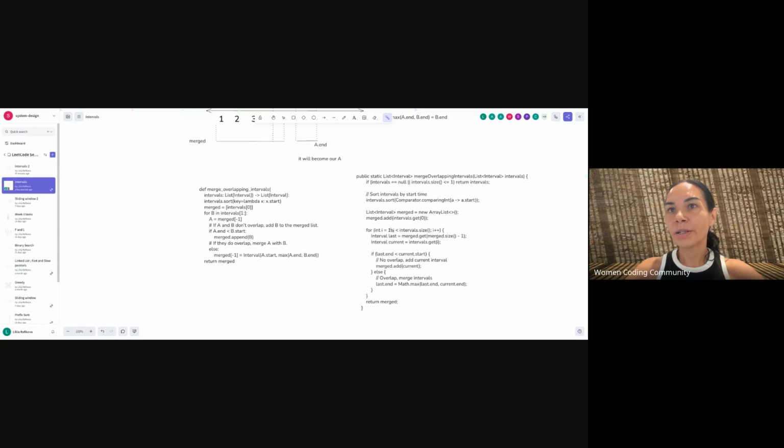Let me go with Java. First we take these intervals and sort them by start. Here I'm saying explicitly that I want to sort them by start. Next, we create a new list, which will be our output, our answer. Before looping over all of these intervals, we put our first interval as a part of this list. And now we start our loop from the second interval.